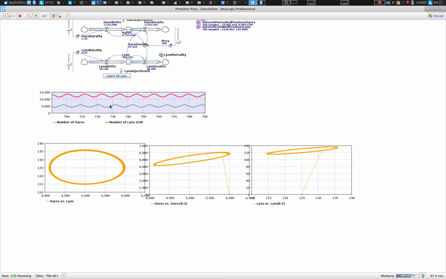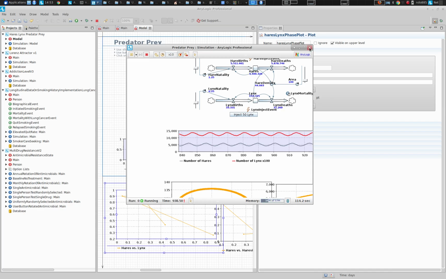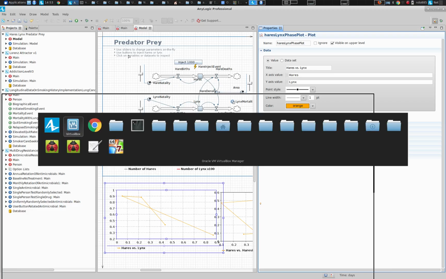But I've also shown two other things here that are going to be cause for discussion, and we're going to come back to them about what's going on here. This is hares versus hares one time earlier, or lynx versus lynx one time earlier. We're going to come back to that theme in just a minute, okay?